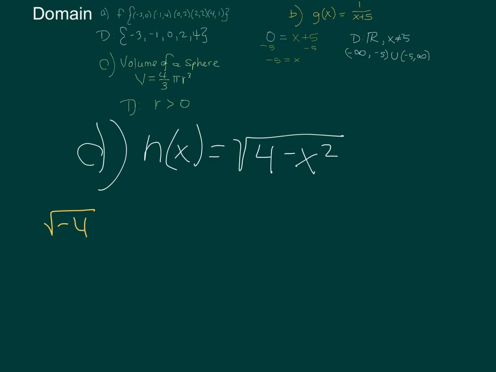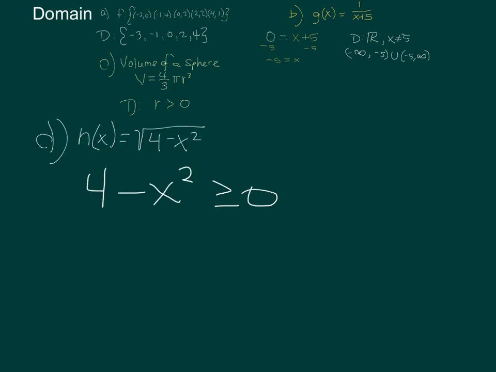So when I'm looking at a function like this, I'm going to make sure that anything that's underneath the radical is positive. In other words, the function doesn't exist where this value is negative. To set that up, I'm going to say I want 4 minus x squared to be greater than or equal to 0. And then I'm going to figure this out.